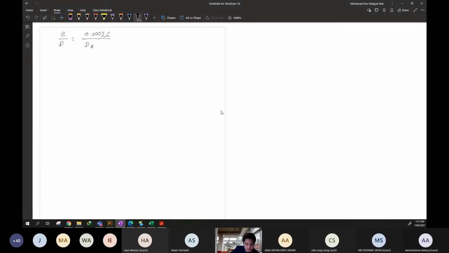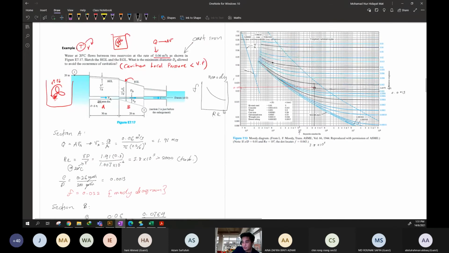The minimum possible diameter is established by recognizing that the water vapor pressure at 20 degrees Celsius is the minimum allowable pressure. So in order to cause cavitation, we need to assume the minimum pressure is equal to the vapor pressure at this point.